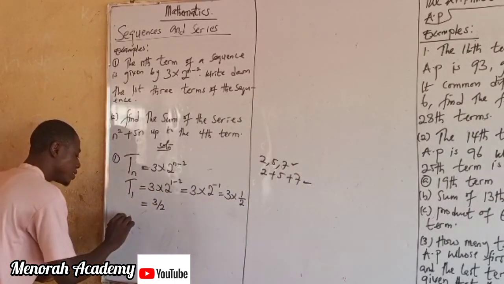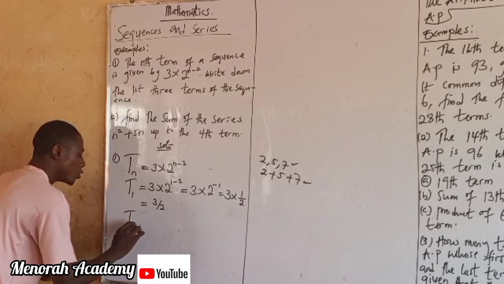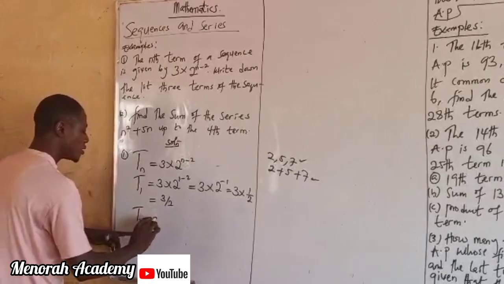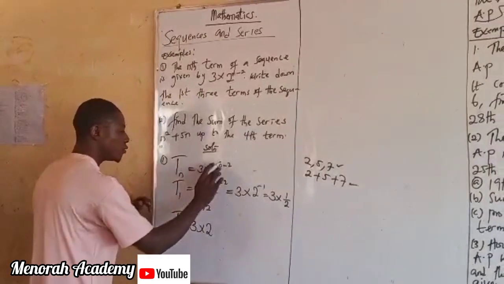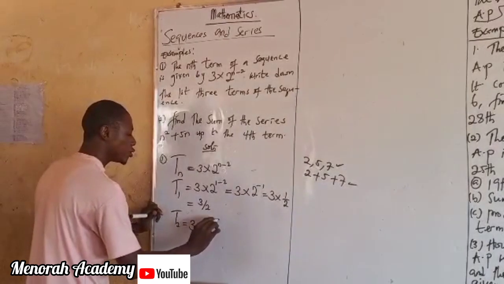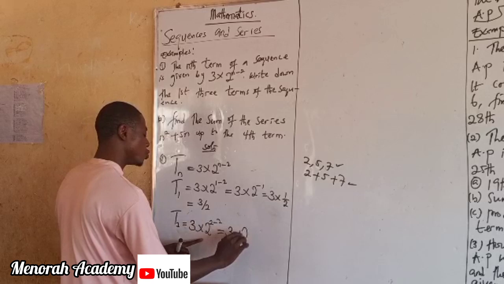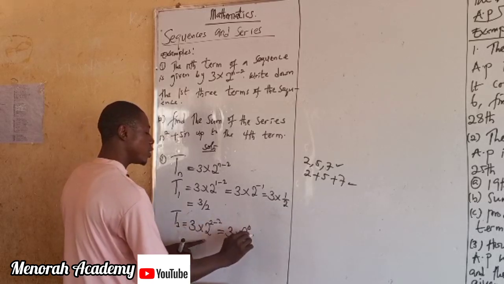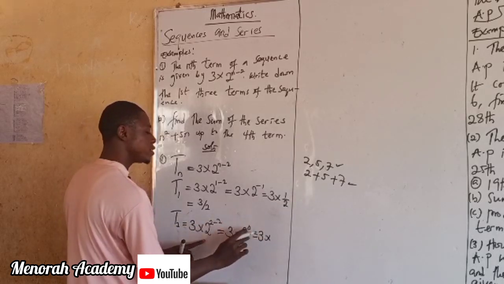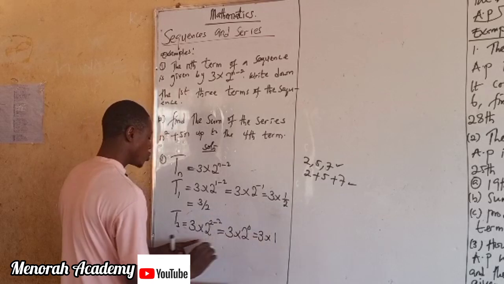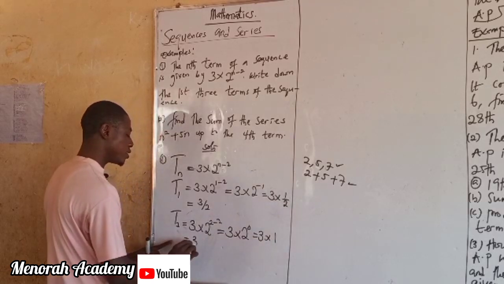Okay, so now the second term will be T of 2. T of 2 now will be the same thing as 3 times 2. Instead of n, now we have 2 minus 2. So this is going to be equals to 3 times 2 raised to the power of 2 minus 2, and 2 minus 2 is 0. This is going to be equals to 3 times anything raised to the power 0, which is 1. So we are left with 3 times 1 is 3.